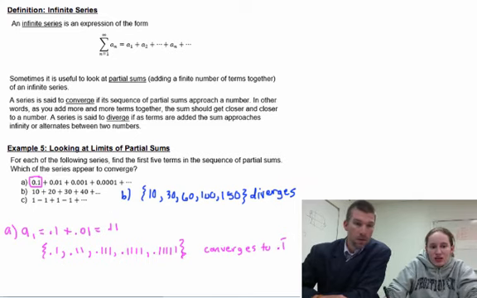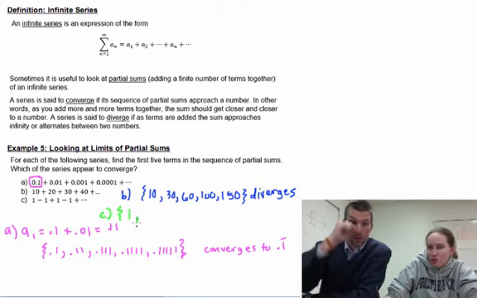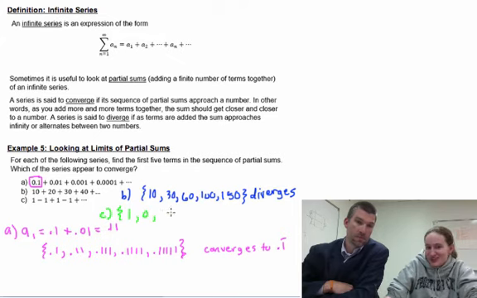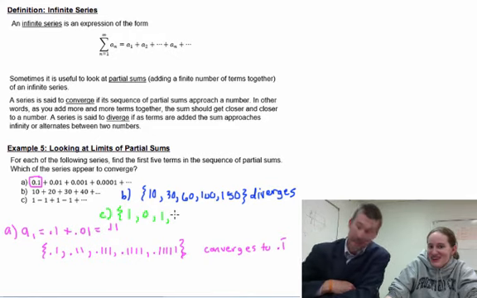And last, let's try C. Okay, so the sum of the first term is 1. The sum of the first two terms, 1 minus 1, is 0. The sum of the first three terms, 0 plus 1 is 1. And the first four terms, 0. And then the next term after that would be a positive 1, so that would make it 1 again.